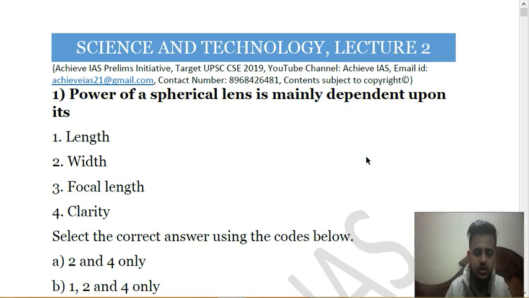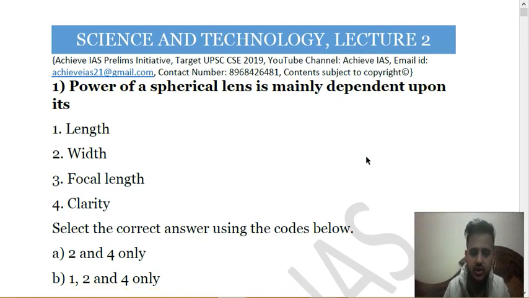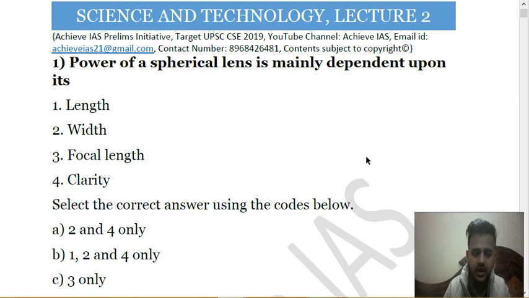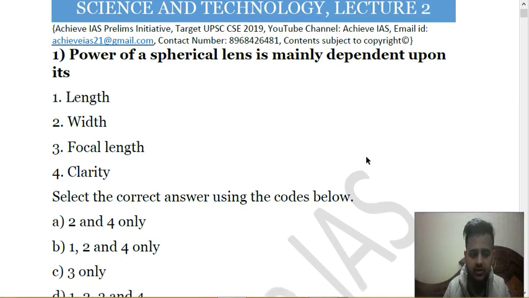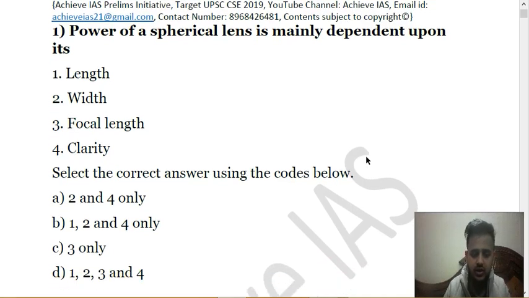So the first question is, power of a spherical lens is mainly dependent upon its: 1. Length, 2. Width, 3. Focal length, 4. Clarity. Select the correct answer using the codes below. So we have to choose the correct answer.